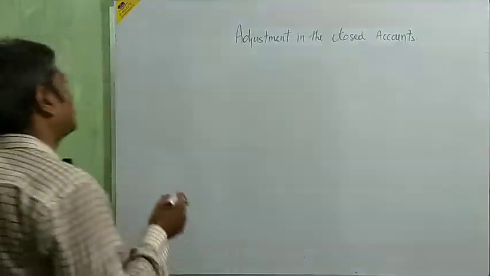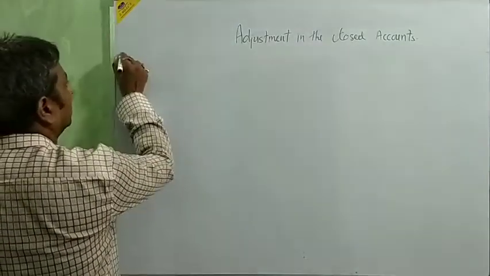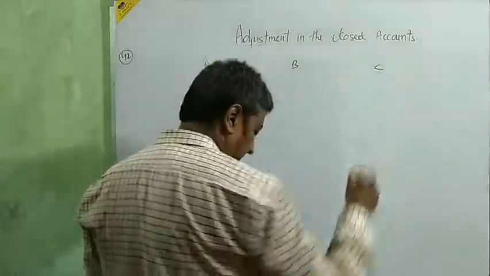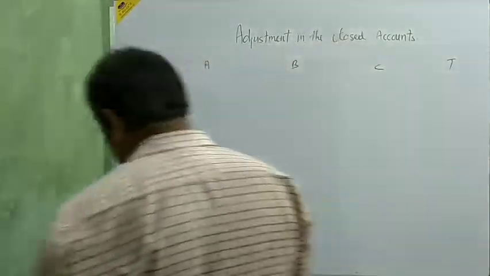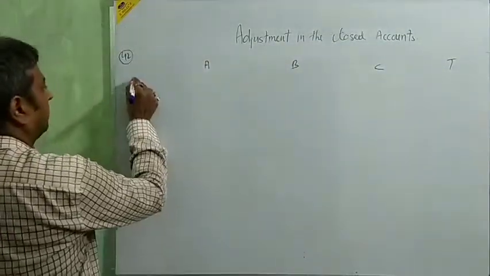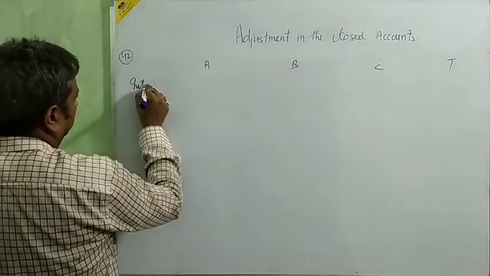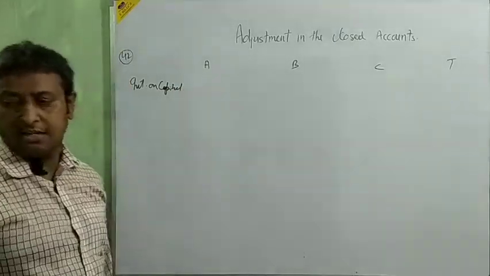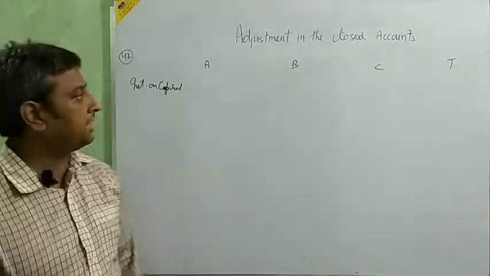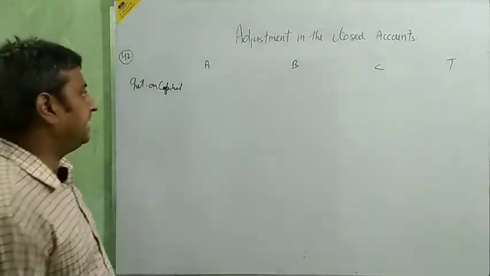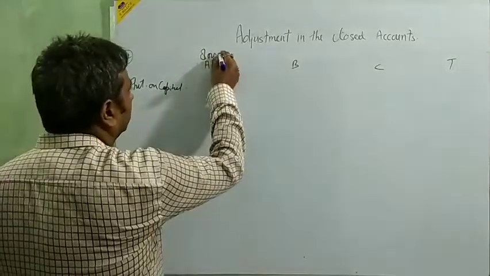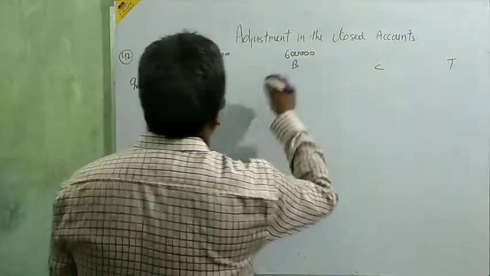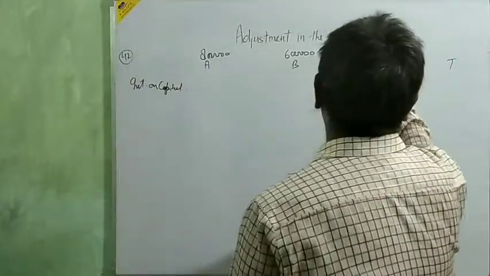And question number 42. Just see one table, A, B and C and total. Then we are going to show the interest on capital. Three partners are there, A, B, C. Their capitals are 8 lakh, 6 lakh, and 4 lakh.